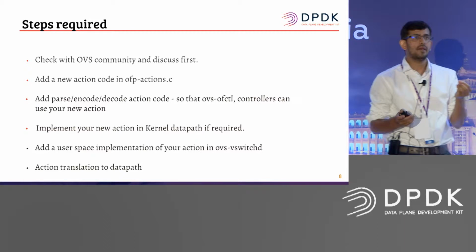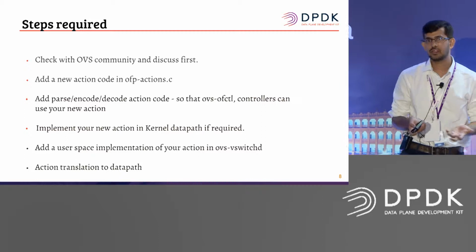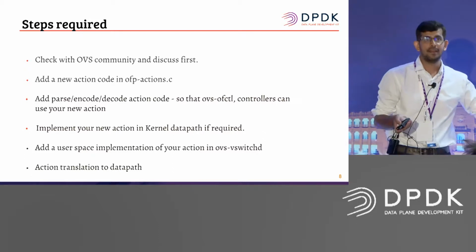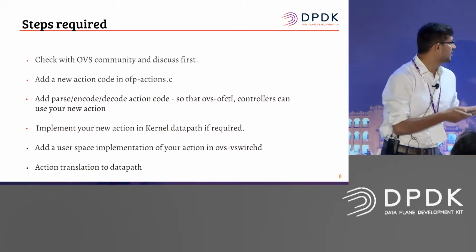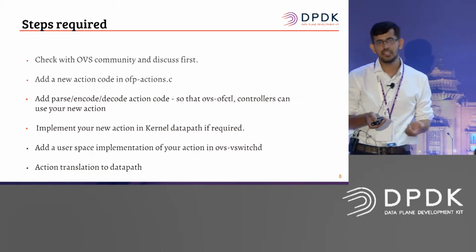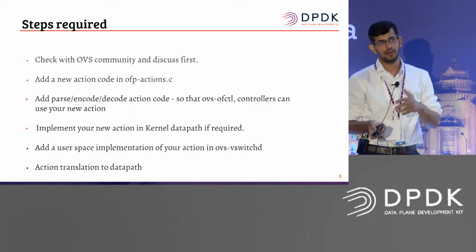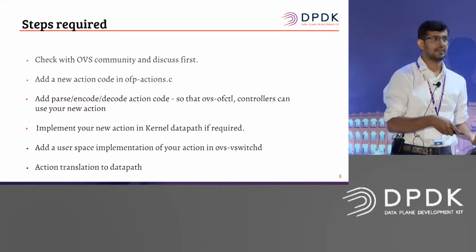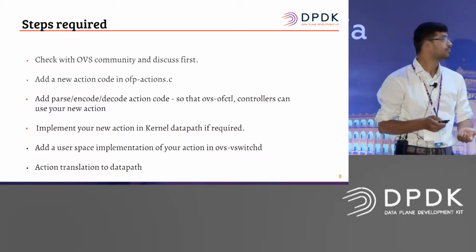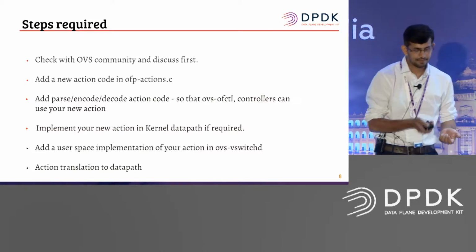Okay, in case you want to add a new action, the first thing I would say is talk to the OpenVSwitch community and discuss whether you really need that action, or whether it's fine. And there are certain steps involved. Once it is fine, you just follow a particular flow: see the existing OVS code, add the code to encode, decode, and then finally implement your action. You may need to implement a datapath action as well if it requires. This is just to reiterate: discuss with the OVS community once.